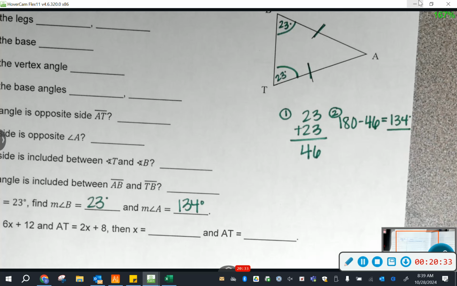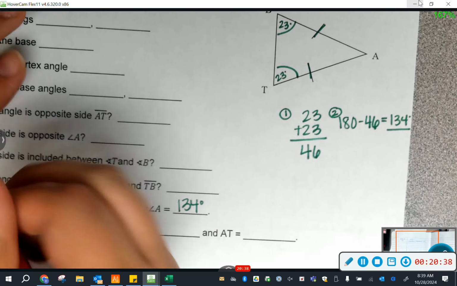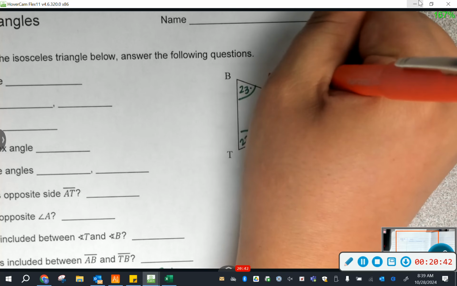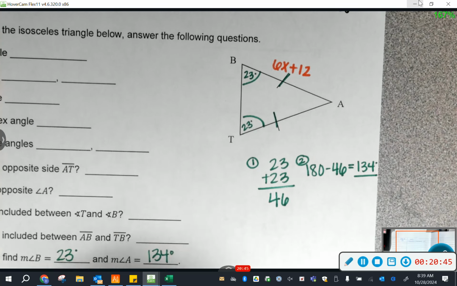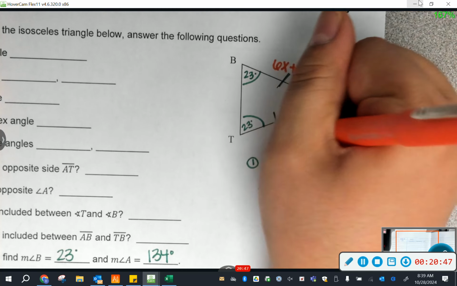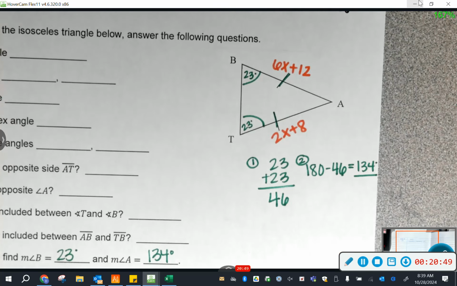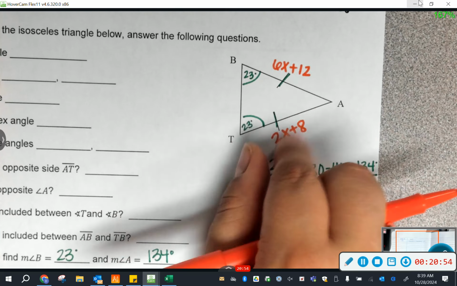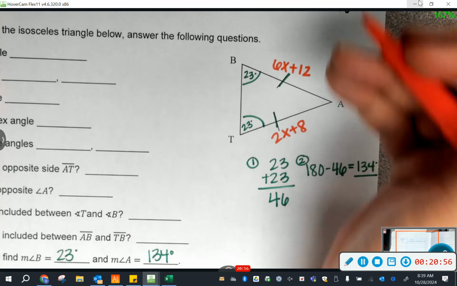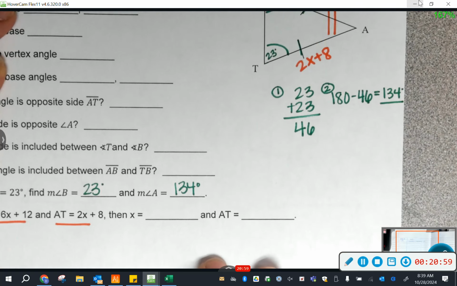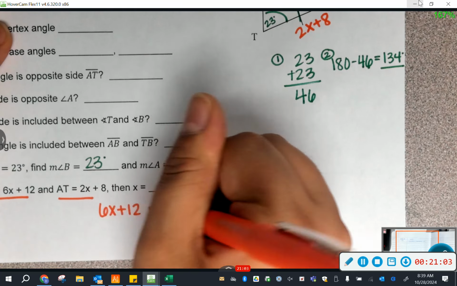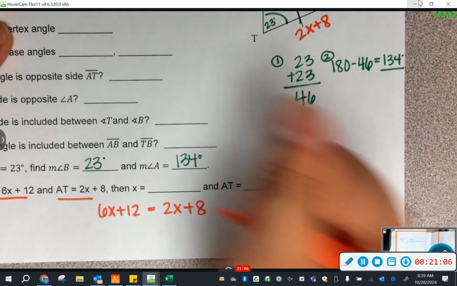All right, last one I'm going to do with you on this paper. It says BA is 6x plus 12, so I'm going to put a 6x plus 12 here. AT is 2x plus 8, so I'm going to put 2x plus 8 there. What do I know about these two sides? They're the same. How do you know? Because they have tick marks. So I am just going to set them equal: 6x plus 12 equals 2x plus 8.